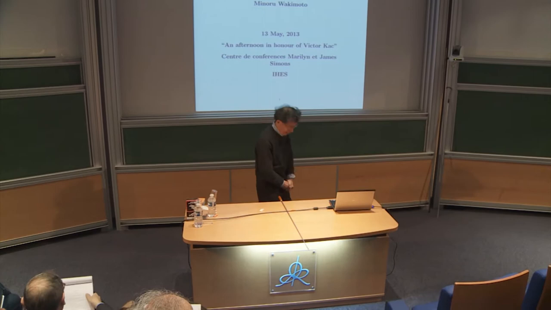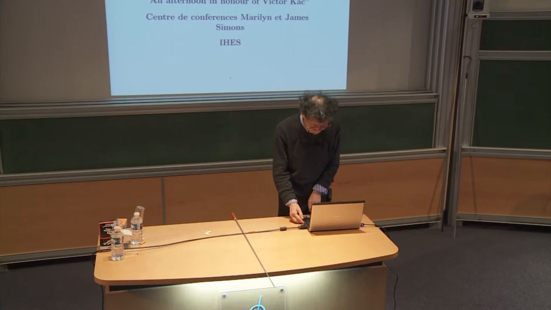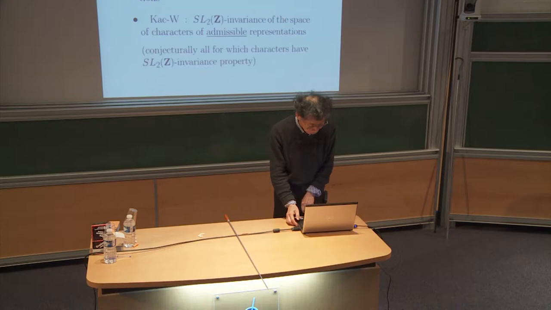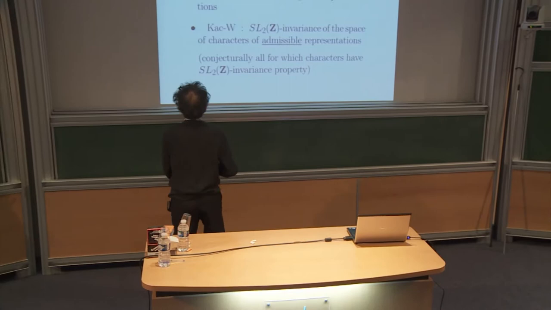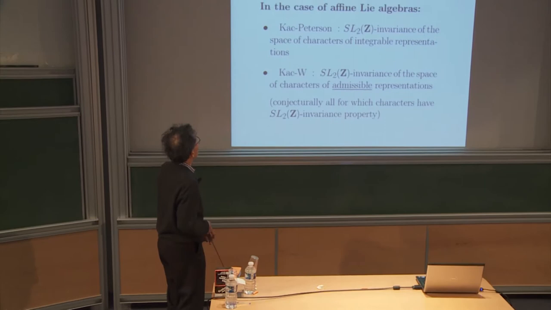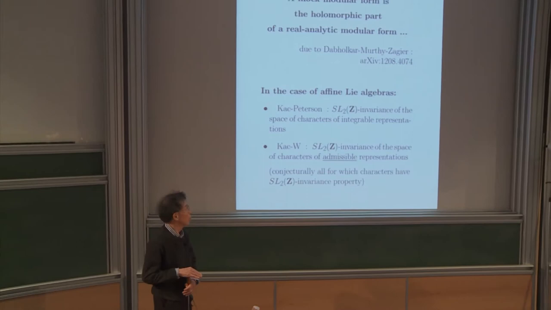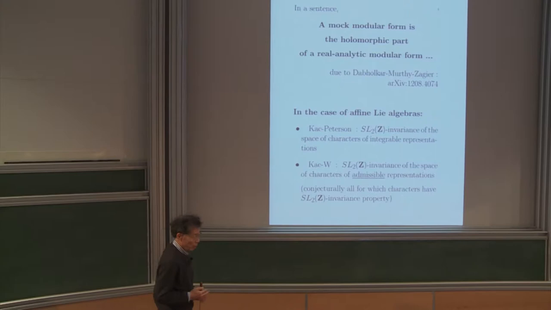I'd like to talk about the modular forms and representation theory of affine superalgebras. There is a very, very simple definition by Zagier and others' paper. A modular form is a holomorphic part of a real analytic modular form. And in the case of affine Lie algebras, there is a very beautiful theory by Kac and Peterson.